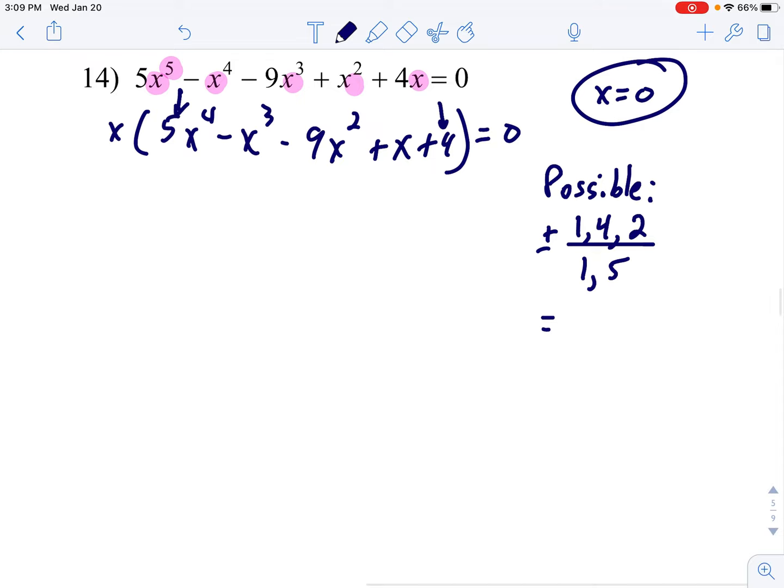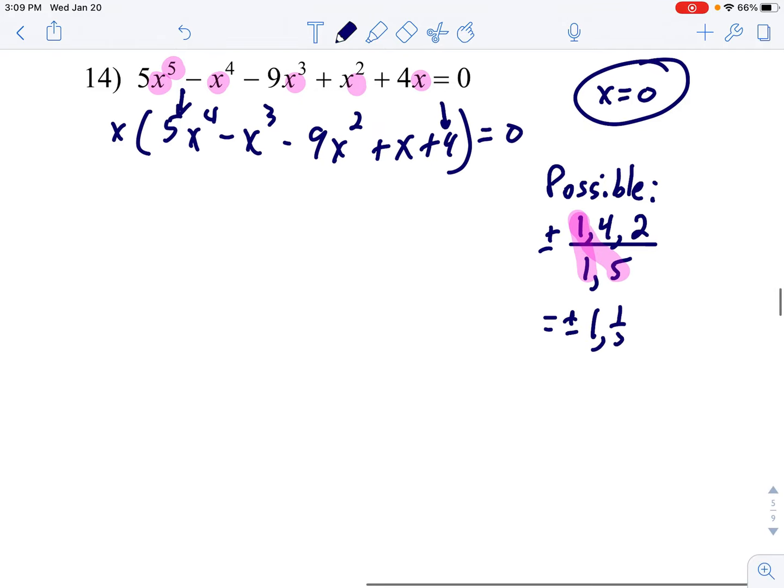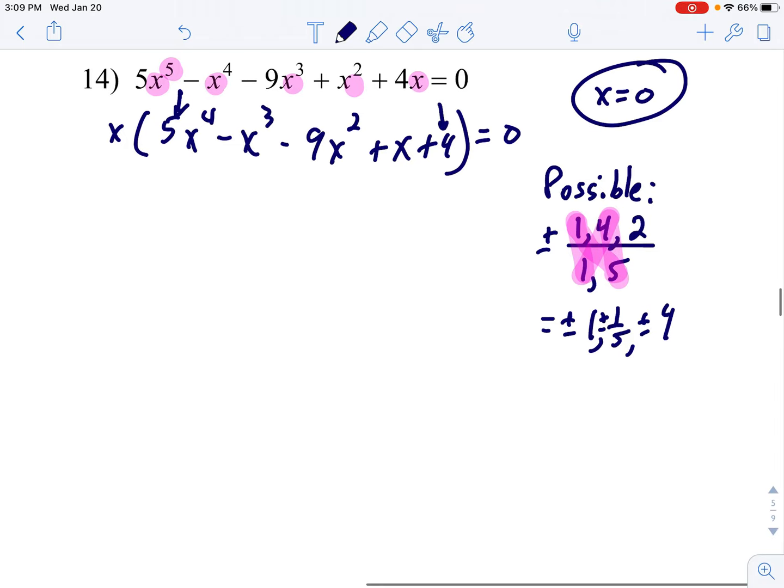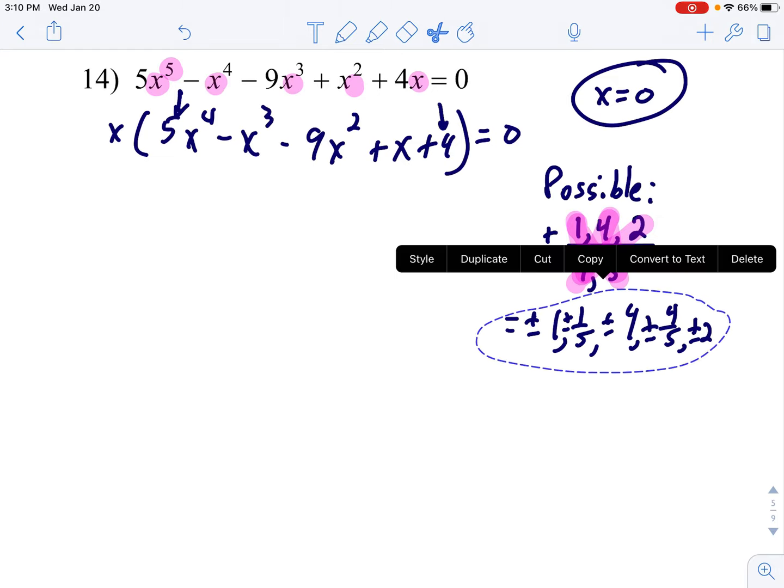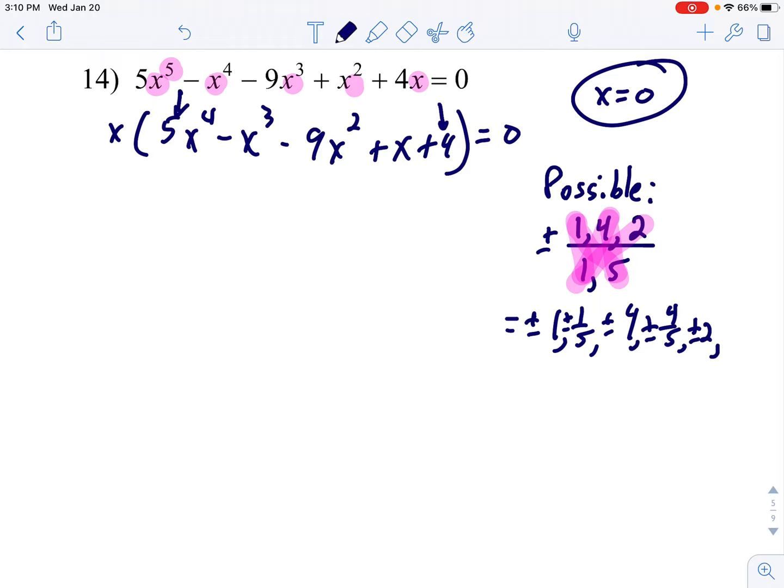So if we make our list out of this, it's going to give us plus or minus 1 over 1 is 1. 1 over 5 is 1/5, plus or minus. 4 over 1 is 4, plus or minus. 4 over 5 is, well, 4 over 5, plus or minus 4/5. 2 over 1 is plus or minus 2. And I can almost fit this in. I'm going to cheat a little. And the last is 2 over 5, plus or minus 2/5.